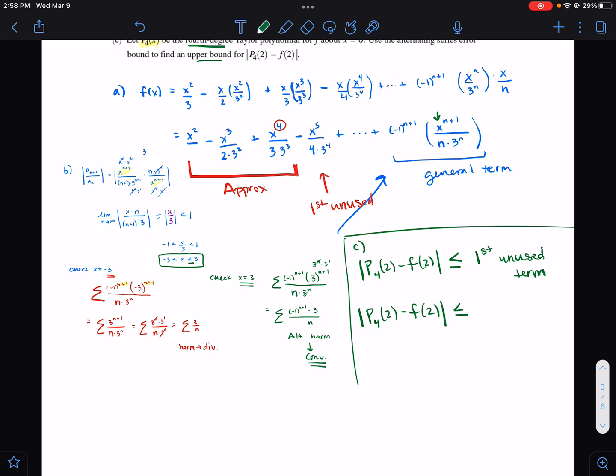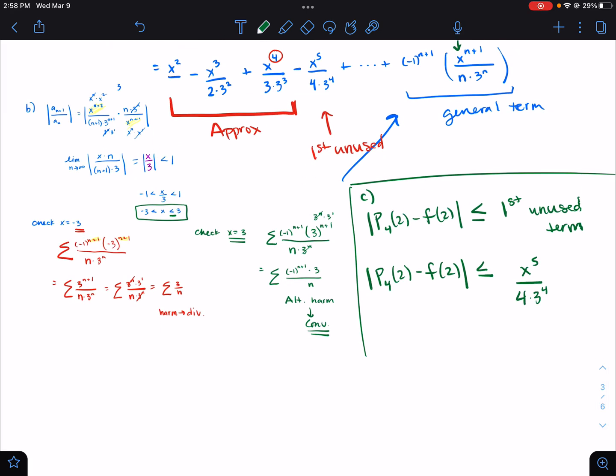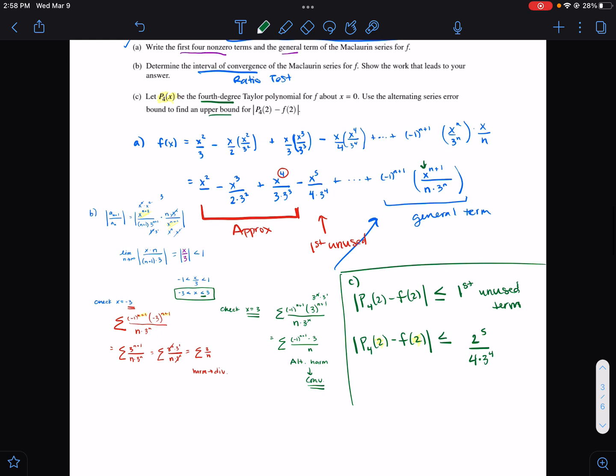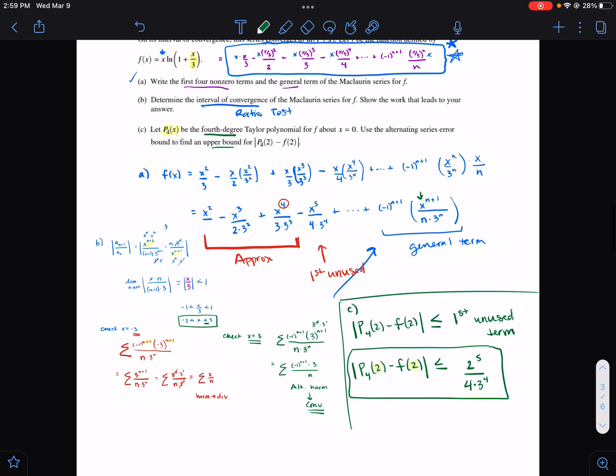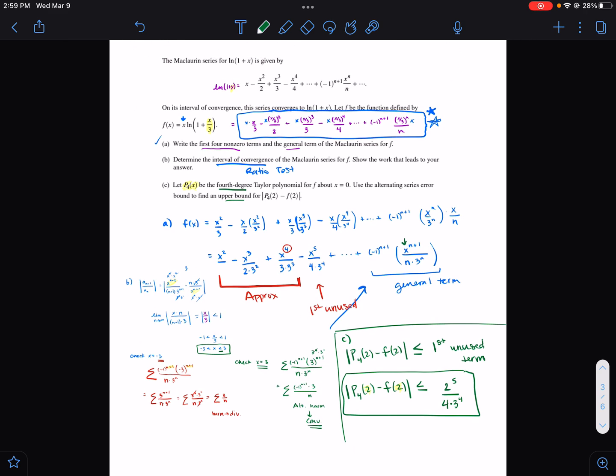has to be less than or equal to that term, the x to the 5th over 4 times 3 to the 4th. You just can't leave it with an x in there, so we have to replace x with the 2 because this error is evaluated at 2. So instead of writing x, I'm just going to write a 2. I will not simplify this at all. The instructions just said find it. They didn't say to compare it to anything. They didn't say show it's less than anything. So that is my answer. That is the largest the error can be. So that is this free response.